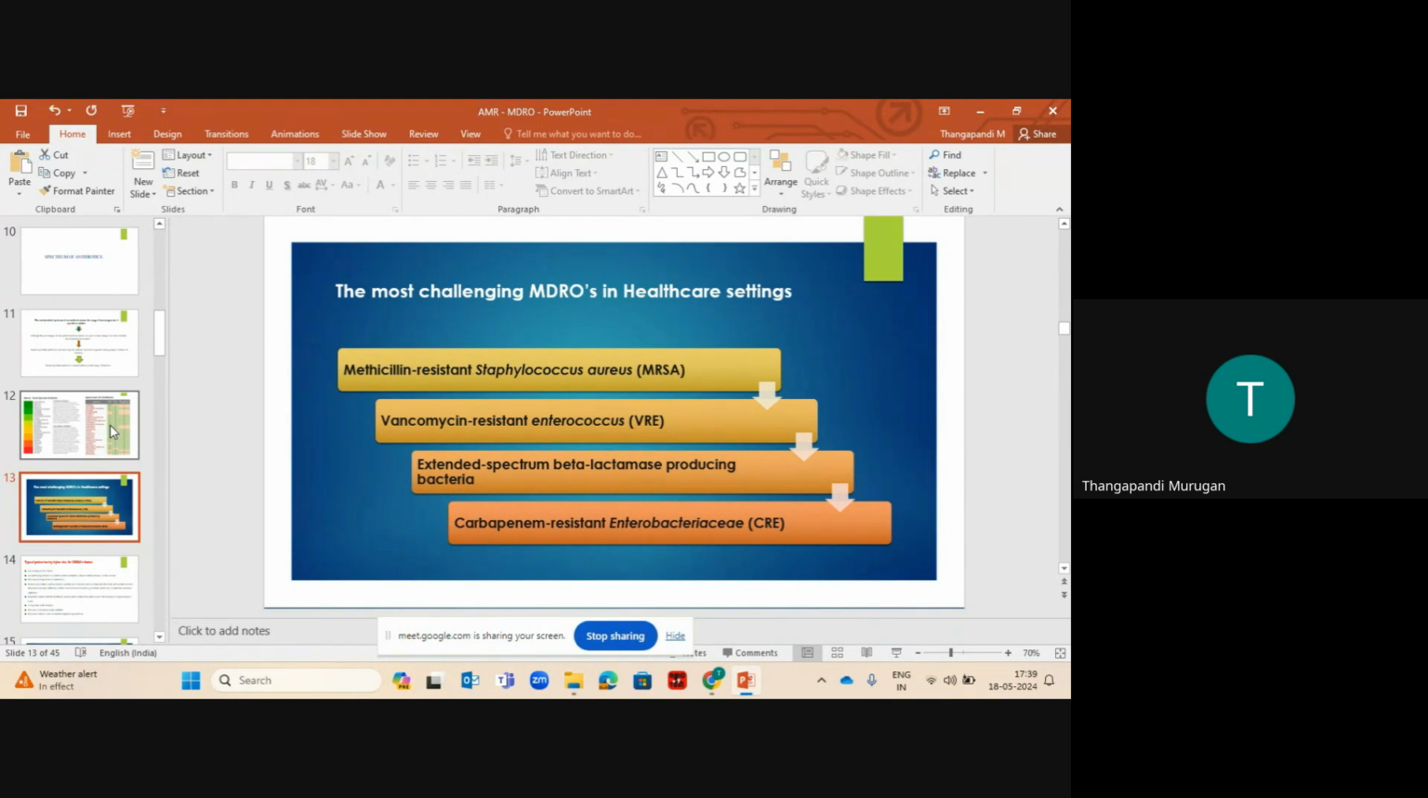The third generation cephalosporin, ceftriaxone, will be resistant, and then the beta-lactam beta-lactamase inhibitor antibiotics, piperacillin tazobactam and cefoperazone sulbactam, will be sensitive in the same culture. This is where you can identify an ESBL resistance mechanism. In the hospital, they might mention that this is an ESBL resistant organism, and then MRSA, MDR, XDR and so on.